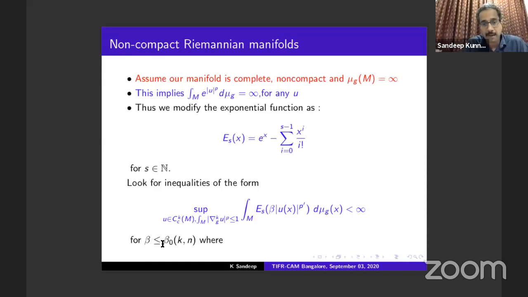manifold. Again, let me stress that this beta naught is the same constant which appears in the Adams inequality in the Euclidean space. Okay, so first let me make some observations.